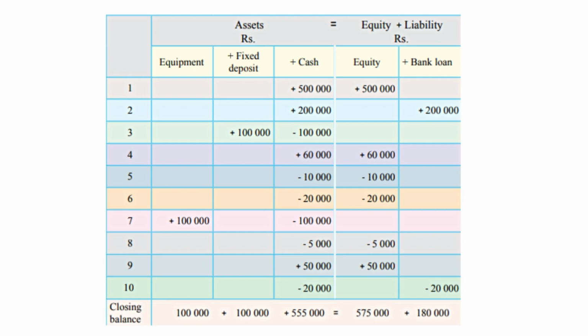So equipment 100,000, fixed deposit 100,000, cash 555,000. Then equity 575,000, and bank loan 180,000. Now if you total the assets, it should be equal to equity plus liability. Yes, it's equal. Now let's go with another example.